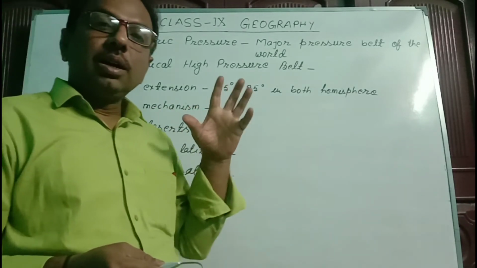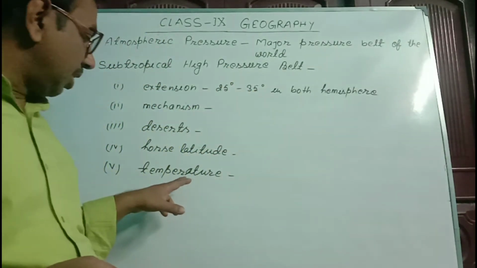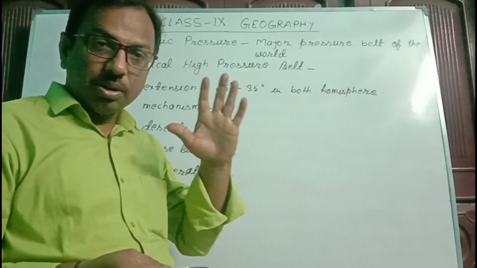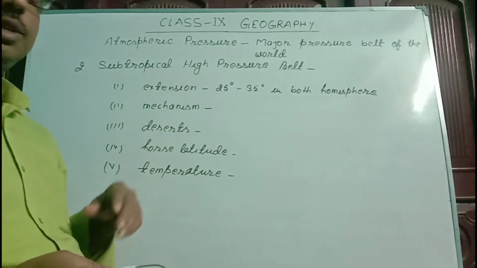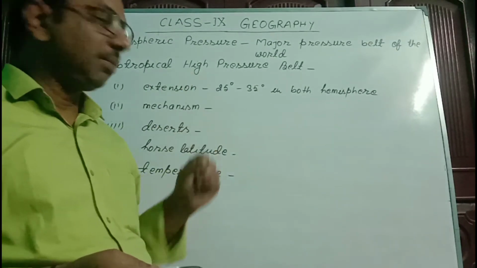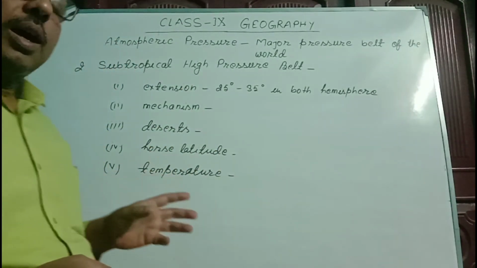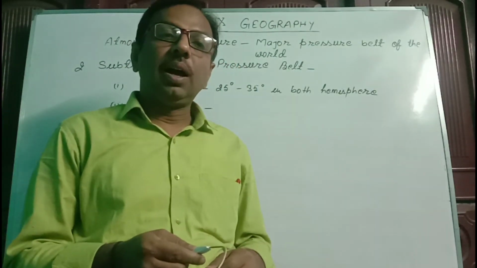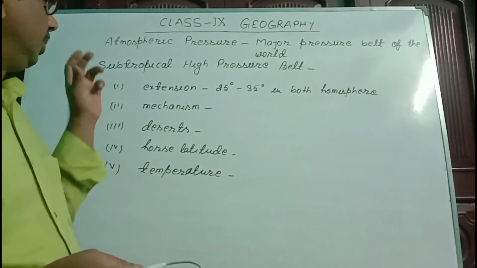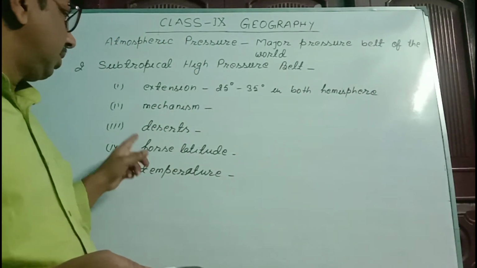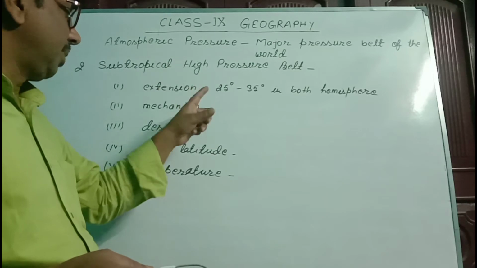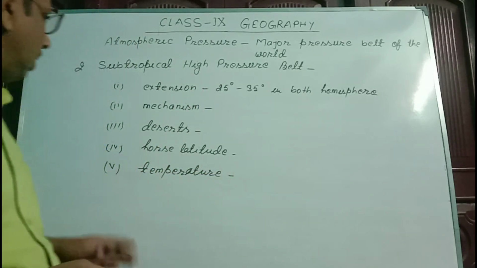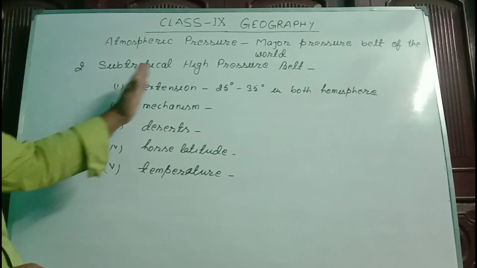And temperature remains high throughout the year. Therefore, almost deserts of the world are found in this region, in this belt of both the hemispheres. There is a slow movement of air, and due to high air pressure, this pressure belt is also named as horse latitude. So there are 5 features of subtropical high pressure belt.